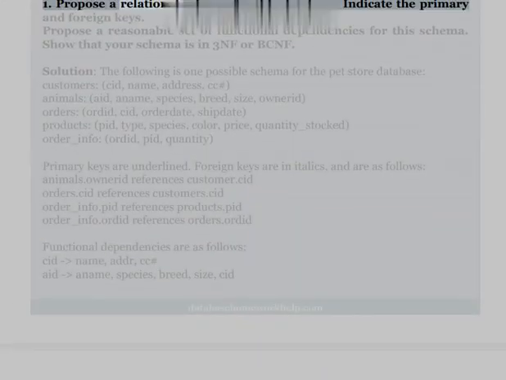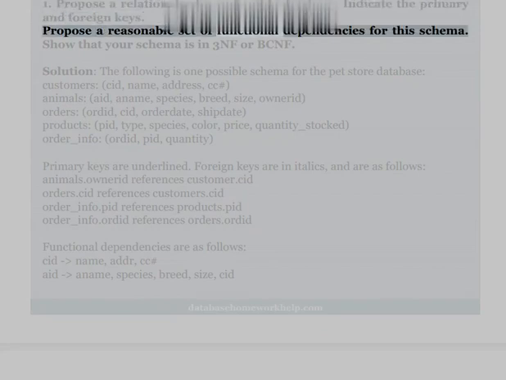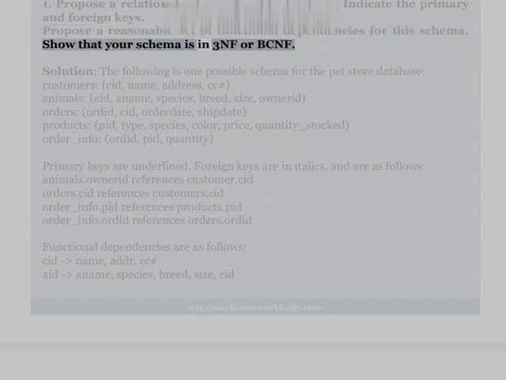1. Propose a relational schema for this database. Indicate the primary and foreign keys. Propose a reasonable set of functional dependencies for this schema. Show that your schema is in 3NF or BCNF.